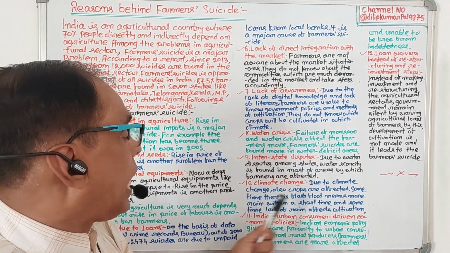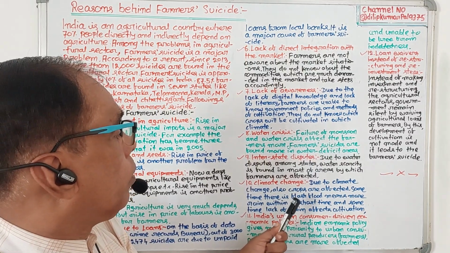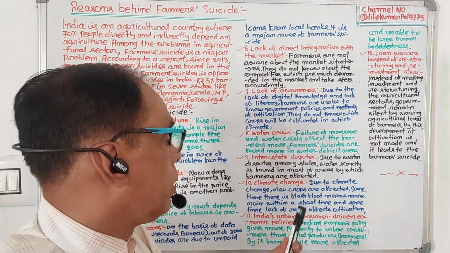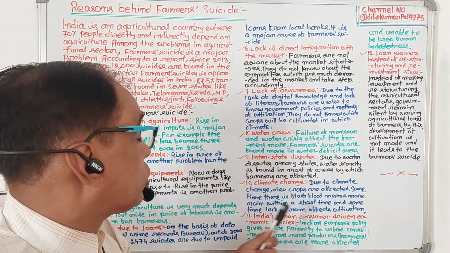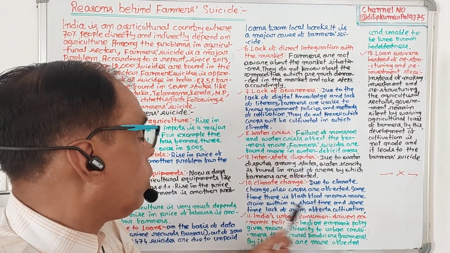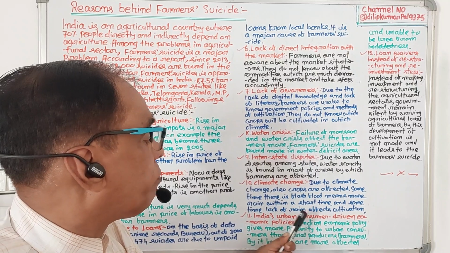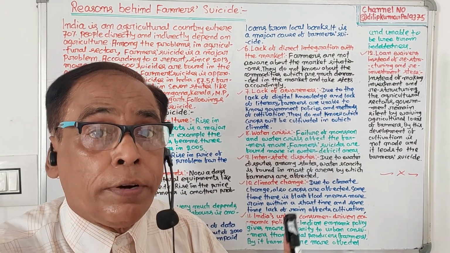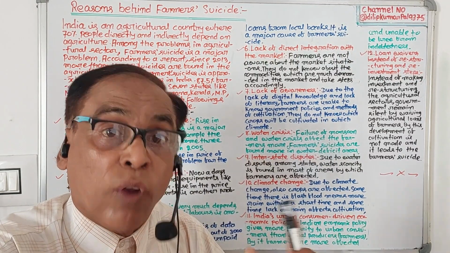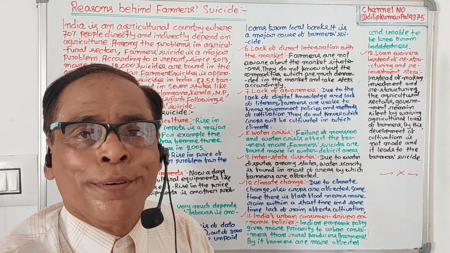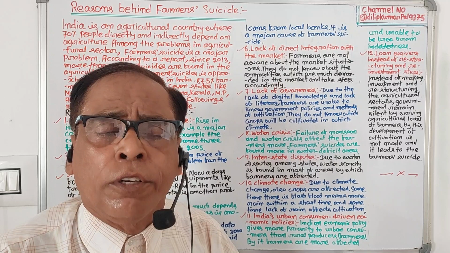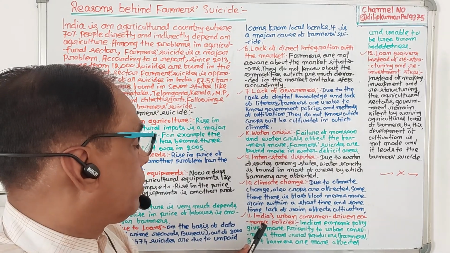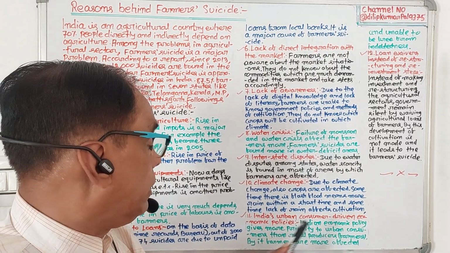Ten, climate change. Due to climate change, crops are affected. Sometimes there is flash flood, which means more rain within a short time, and sometimes there is a deficit of rain. Climate change is also responsible for farmers' suicide, because it affects the cultivation.